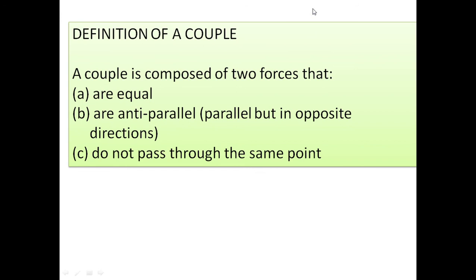I have given you a definition of a couple. A couple is composed of two forces that are equal. Keep that in mind, they are equal. And B, they are anti-parallel, parallel but in opposite direction, and they do not pass through the same point. This is the definition of a couple.